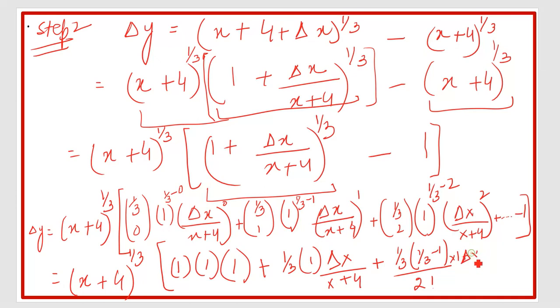Sorry. This is delta x square. I can write it separately. x plus 4 means this square belongs to both, plus so on, minus 1. Now in the next step we will multiply. It would be 1 all. So here I can write down delta y is equal to x plus 4 whole power 1 over 3, right? And in parenthesis we have 1 plus 1 over 3 delta x over x plus 4.